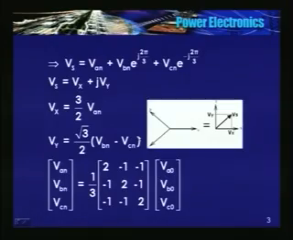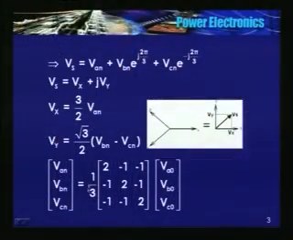We also found a simple relationship between the phase voltages and the pole voltages, because when the inverter is being switched, the pole voltages are known, but the phase voltages are not known. We found that matrix to be a very simple one. See, Van, Vbn, Vcn is equal to 1/3 times a matrix whose diagonal elements are 2 and the rest are all minus 1, multiplied by VA0, VB0 and VC0.